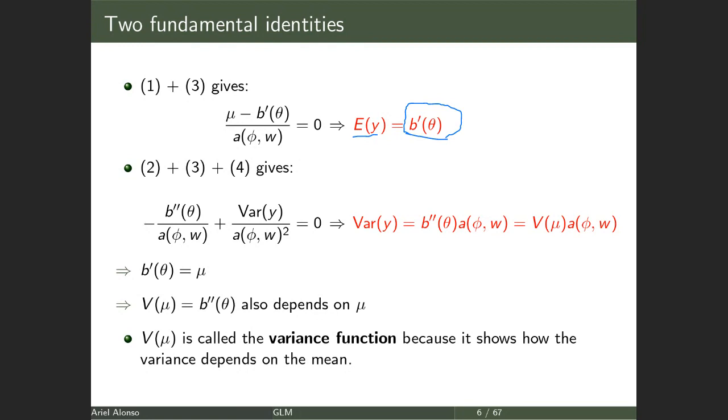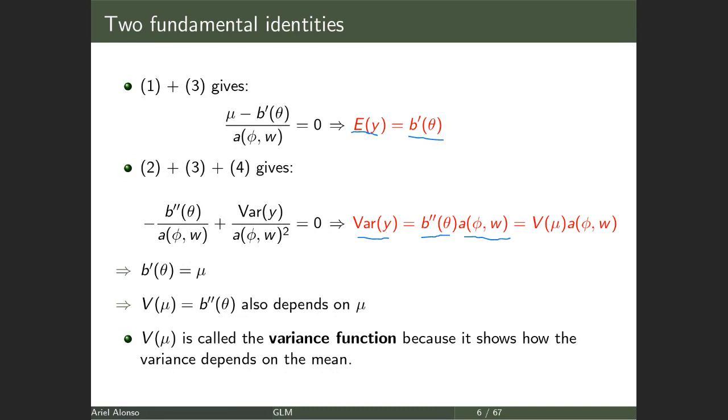And if now you put together equations 2, 3, and 4, what you get is this equation over here. And if you work a little bit, what you get is that the variance of y now is the second derivative of b with respect to theta times a function that depends on the dispersion parameter and these weights over here. Now, pay attention to this. The expected value of y is equal to the first derivative of b with respect to theta. That's the expected value. Now the variance of y is the second derivative of b with respect to theta, times this function over here.